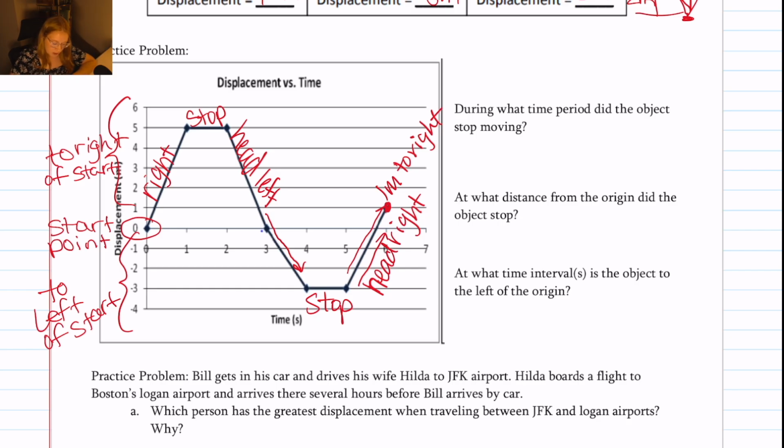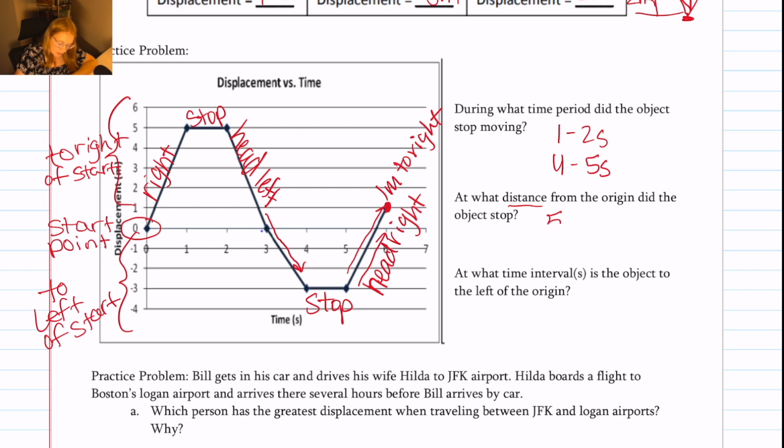Okay, so let's answer the questions. During what time period did it stop moving? It stopped moving from 1 to 2 seconds, and it stopped moving from 4 to 5 seconds. At what distance from the origin did the object stop? Well, let's give it 2 answers because we have 2 times that it stopped.